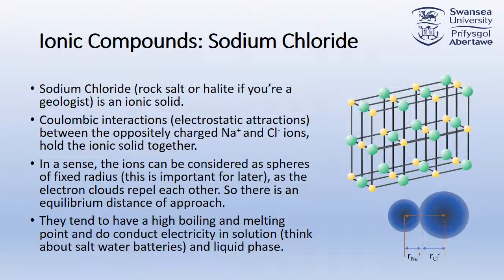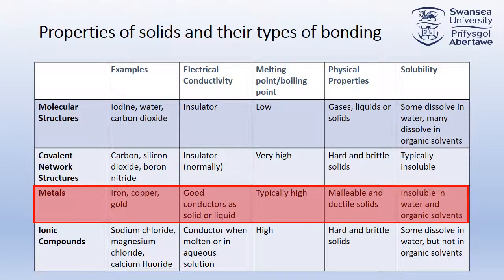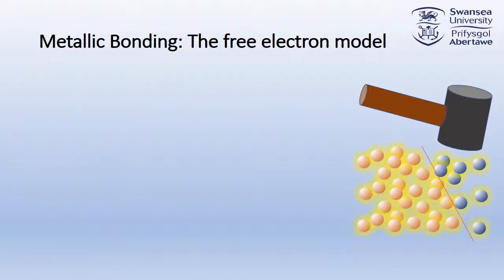Right, okay, so I think that's all I've got to say on our ionic compounds for now. So let's move on to something a little bit more interesting. Let's think about our metals, and as we already discussed, they have some really interesting and useful properties. Okay, let's talk about metallic bonding.